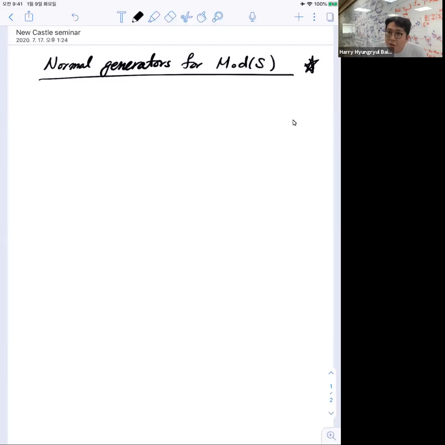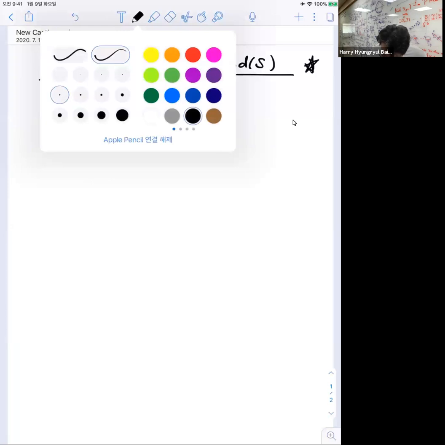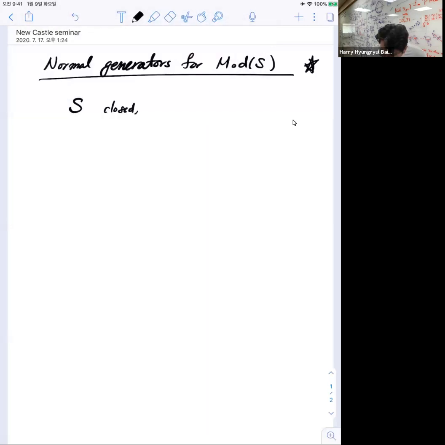So let me first start with a brief introduction to the mapping class group itself. Throughout the talk, S will denote a surface of finite type. In most cases it will be just a closed, orientable, connected surface of genus, well, at least 2.